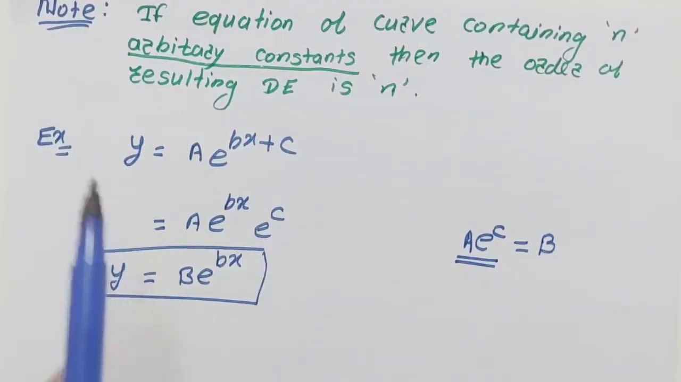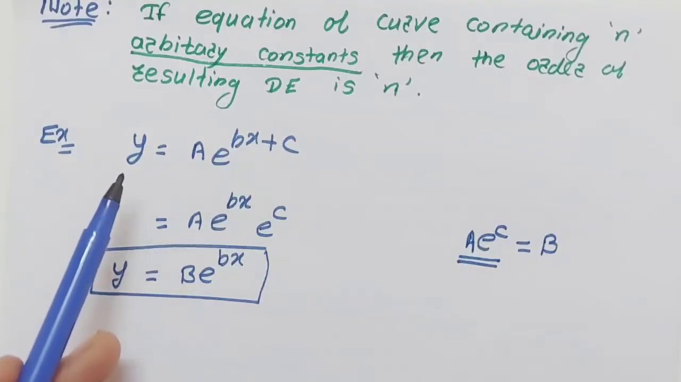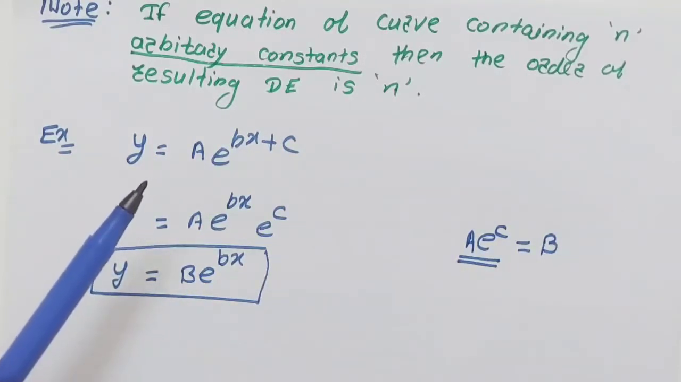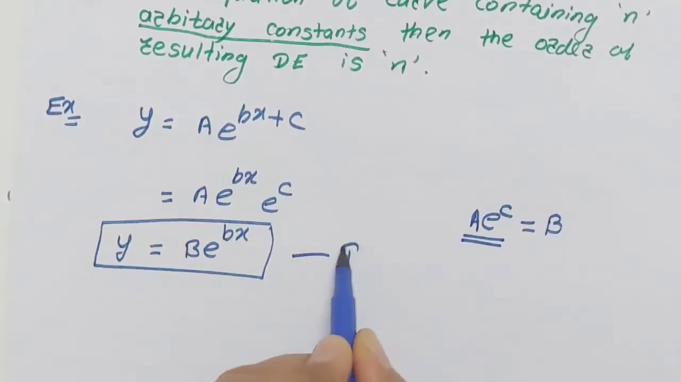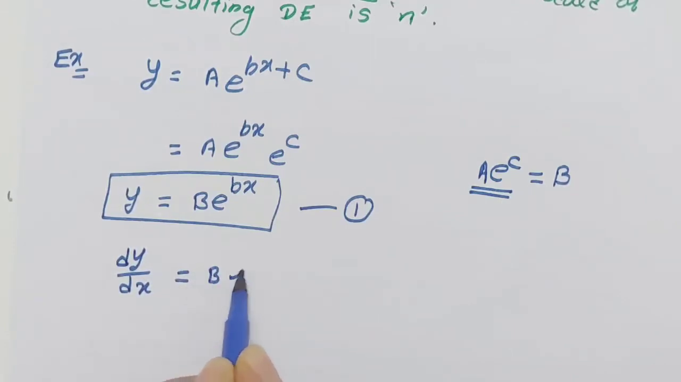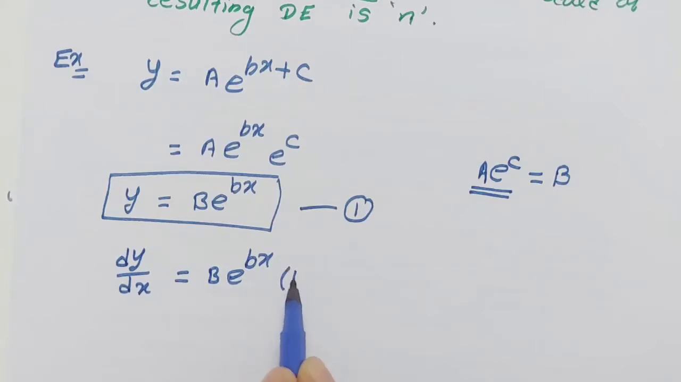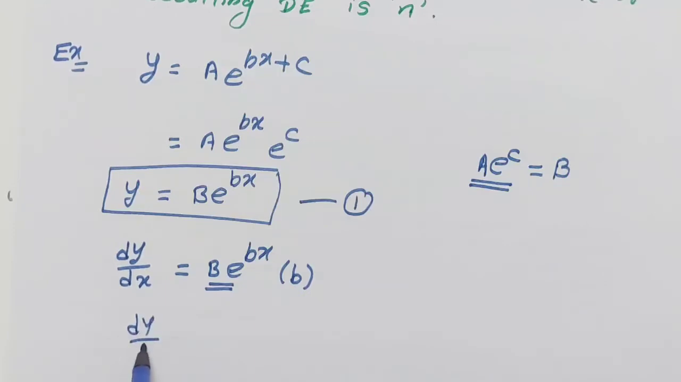Now this equation is the form of the same equation, so this equation contains 2 arbitrary constants. That means corresponding to the given equation of the curve, if we formulate the differential equation, then the order of the differential equation will be 2. Now see here, suppose our equation of the curve is equation 1. If we differentiate this equation, then we get dy by dx is equal to B e raised to power bx, again the derivative of the power term gives b. From equation 1 we can write it as y, so here it is y into b.